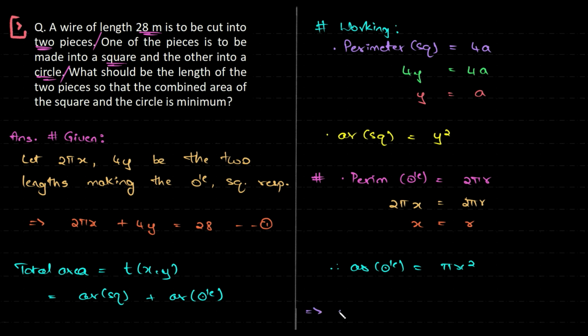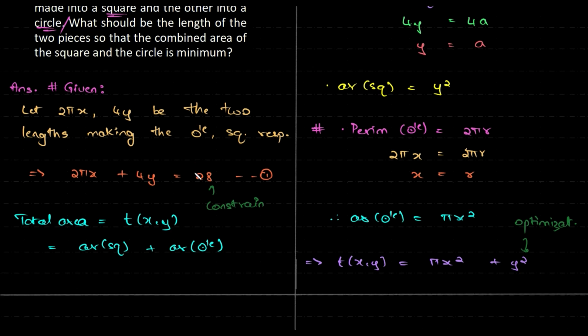And from this we can infer that T of x comma y is equal to pi x square plus y square. So if you think of it, this is your constraint, and this is your optimization expression. Right? Now how do we go about doing this? Same funda as before. What is it that we have to do? Yes, we have to figure out the critical point of T of x comma y.